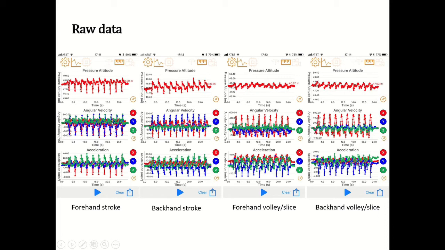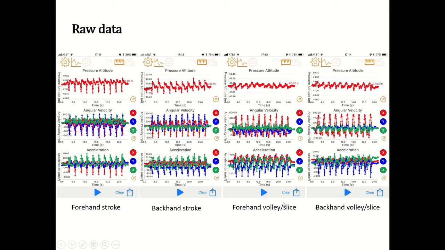To distinguish them, we can have a look at the acceleration and angular velocity data. For angular velocity, we have peaks in negative y direction for forehand stroke, while for backhand stroke, we have peaks in positive y direction. For acceleration data, we have peaks in x direction for forehand stroke, while for backhand stroke, we have peaks in y direction.